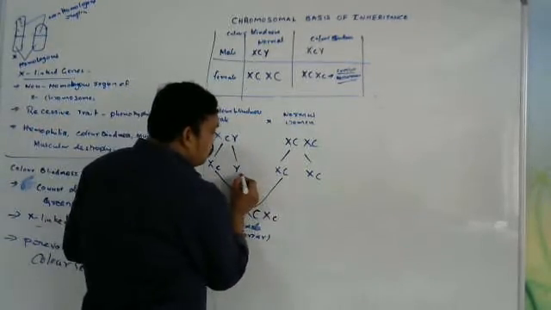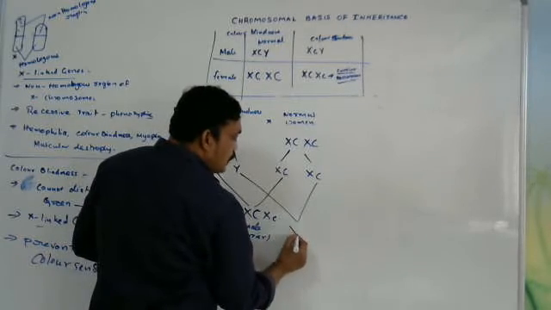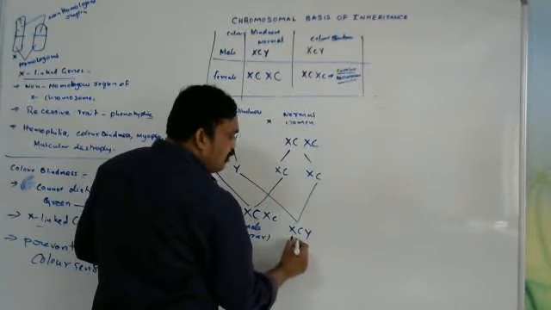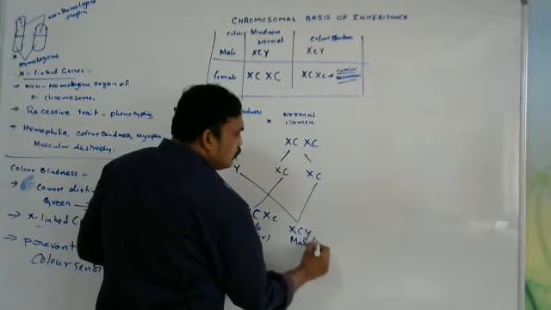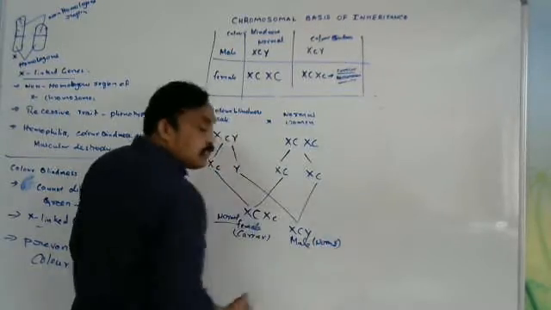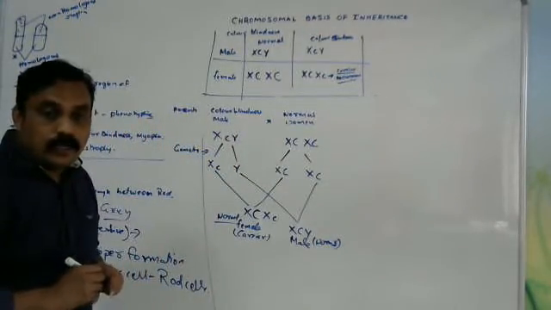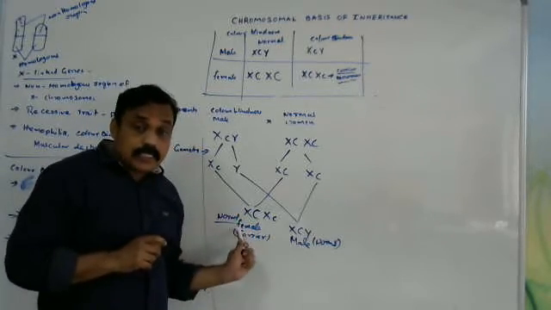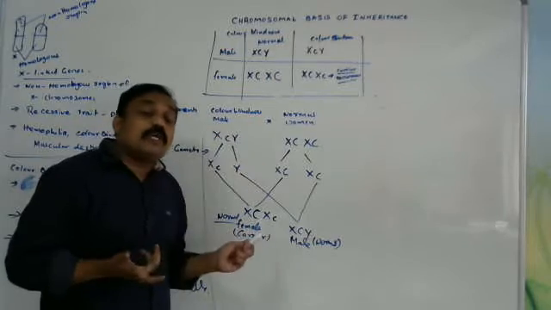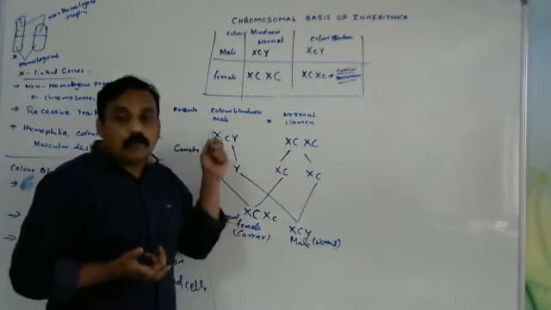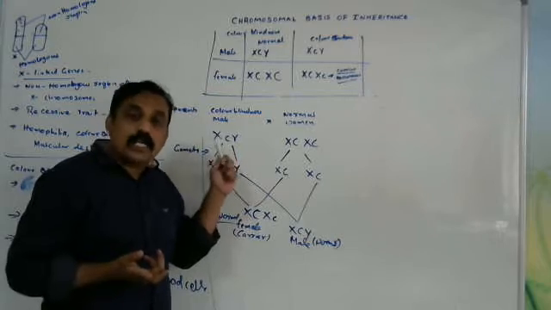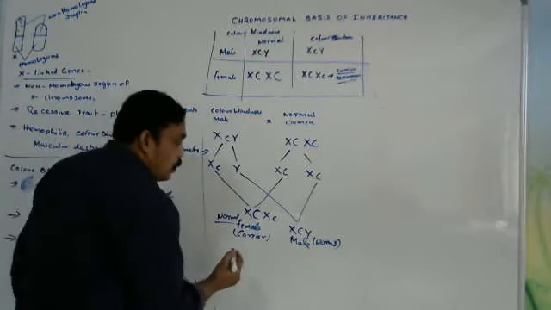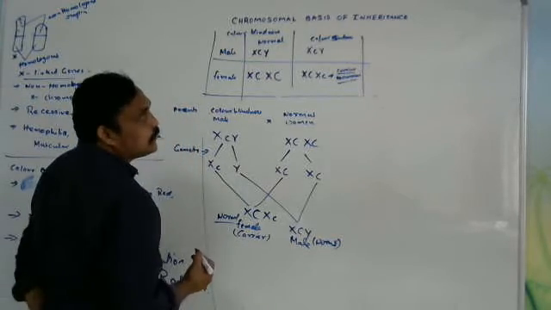Here, X capital C and Y, X capital C and capital Y, that is a normal male. Okay, Manasi, understood? This is a normal male. Now, she is a carrier. Who is the carrier? This woman is a carrier, because she brought one recessive gene from her father.